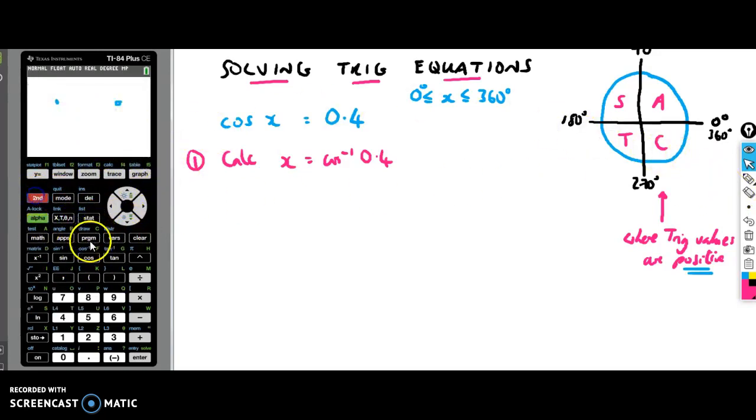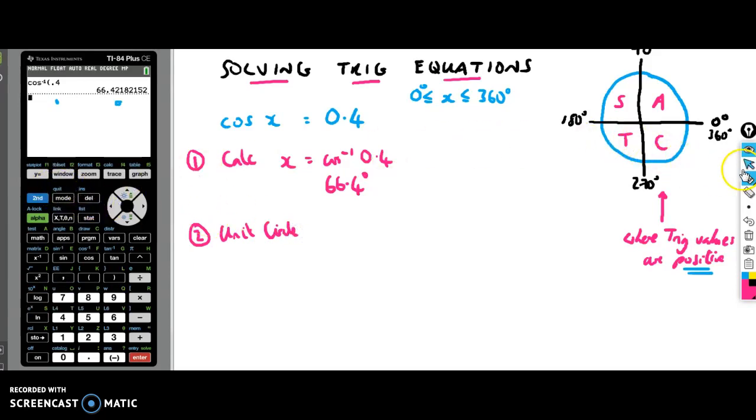So second cos of 0.4. This will only ever give me one answer. The calculator will only ever give me one answer, and notice I am in degrees, so that's all okay. And the answer I get is 66.4 degrees. So now I need to find a second answer. And how do I find that? Well, to do that, I'm going to use the unit circle.